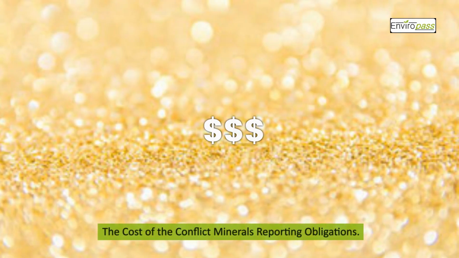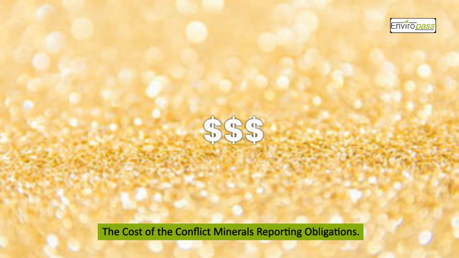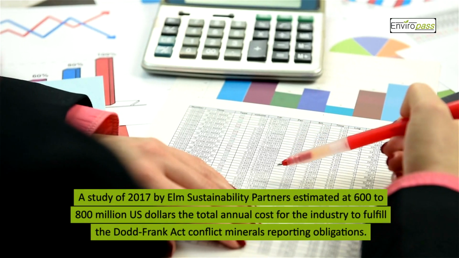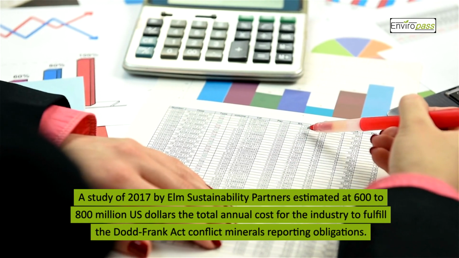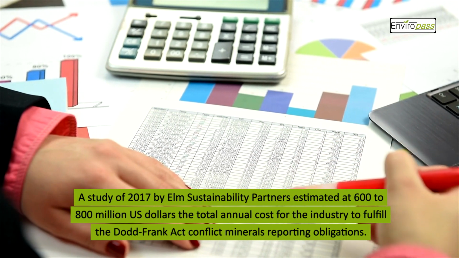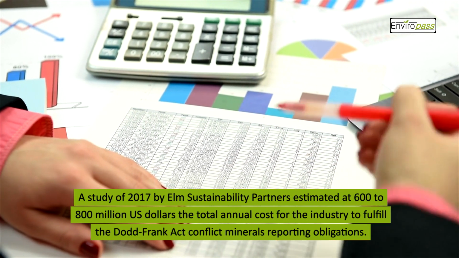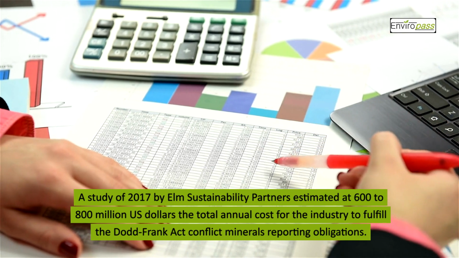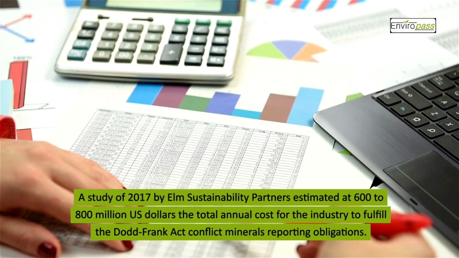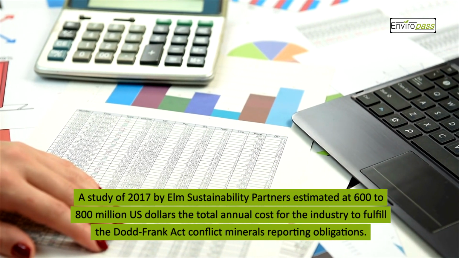The cost of the conflict minerals reporting obligations. A 2017 study by Elm Sustainability Partners estimated at $600 to $800 million the total annual cost for the industry to fulfill the Dodd-Frank Act conflict minerals reporting obligations.